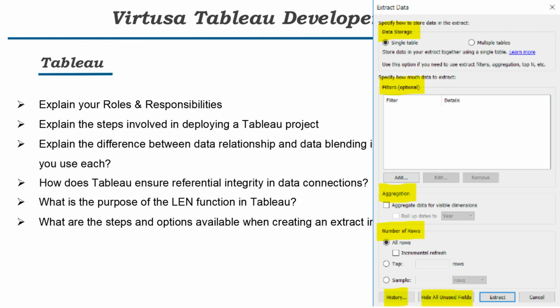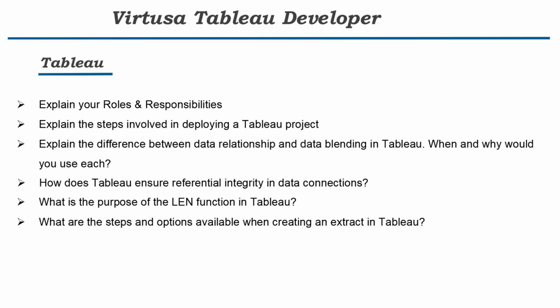Let's say you want to filter out the data based on some specific condition, so you can go with a filter. And if you want to aggregate the data based on the visible dimension, then you can go with aggregation, and a scheduling option is available. You can set the frequency like full load or incremental loads. So these are the options available in the extract. And after you click on that and move to the report, it will save your report in the .hyper extension.